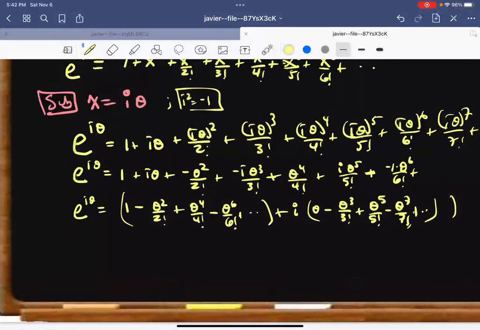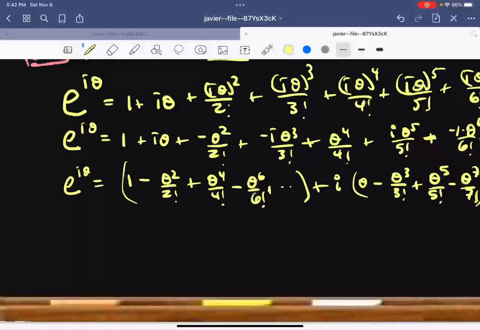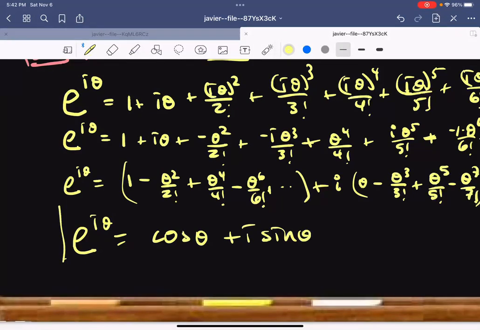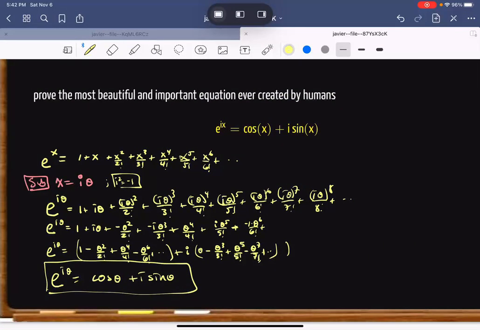And then Euler notices that, wait a minute, these are famous ones. We already know what these ones are. This is a cosine theta, and this is a sine theta. Holy cow. That means that this one, e to the i theta, is equal to cosine theta plus i sine theta. Whoa, yippee-ki-yay. That right there is what we call Euler's identity. And it's super, super useful for so many things.